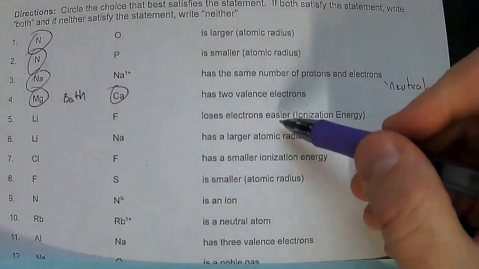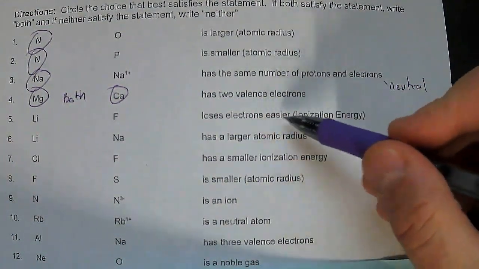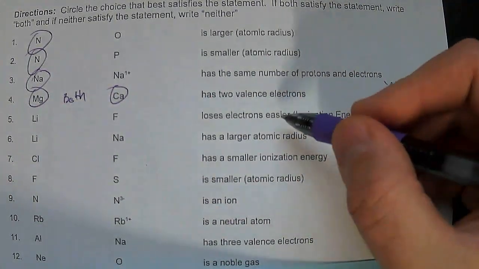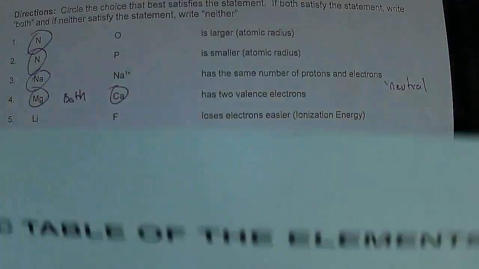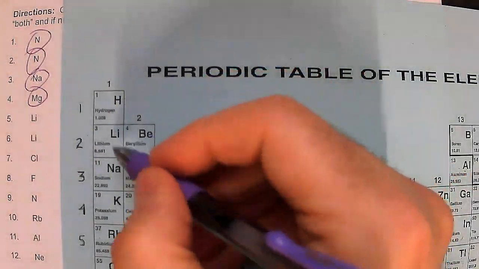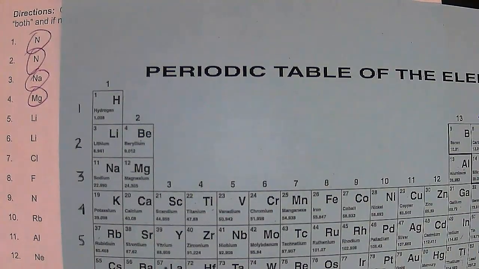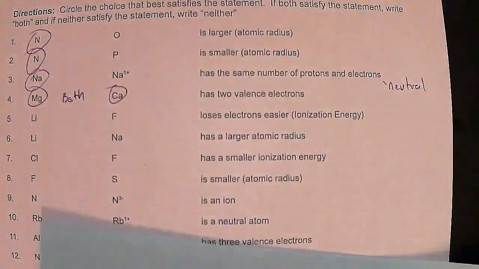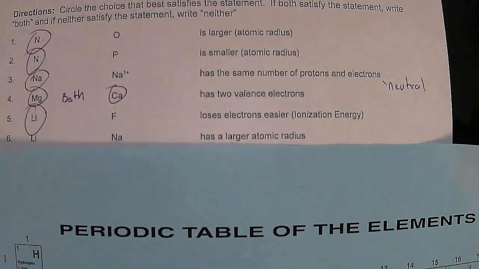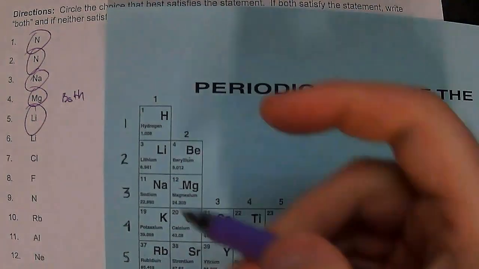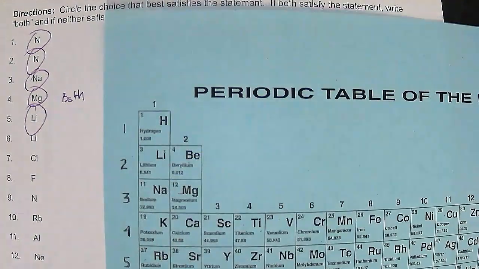Okay, it loses electrons easier, so this is a play on the definition of ionization energy, and so this means it has a smaller ionization energy. And so fluorine is here, lithium is here, so the trend is opposite of size, so the smaller ionization energy is going to be the larger atom, so that's going to be lithium. Okay, and then has a larger atomic radius, Li versus Na. Li, Na. Na is larger.